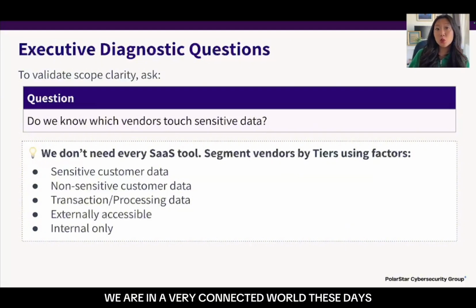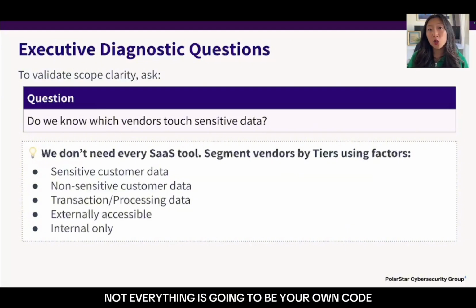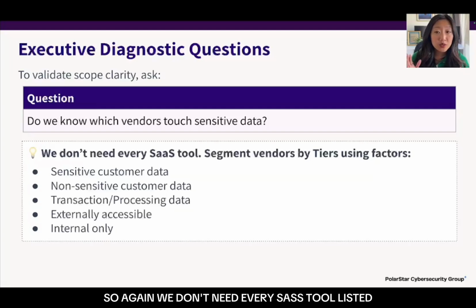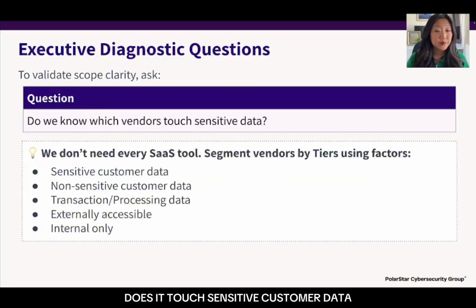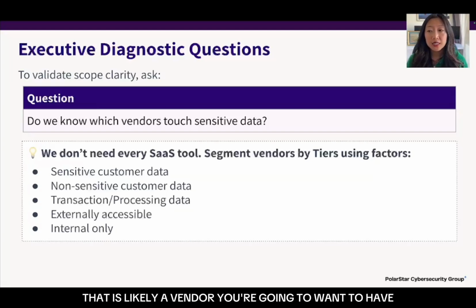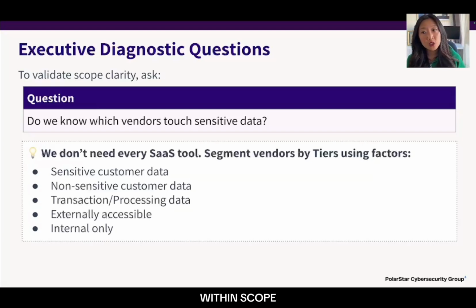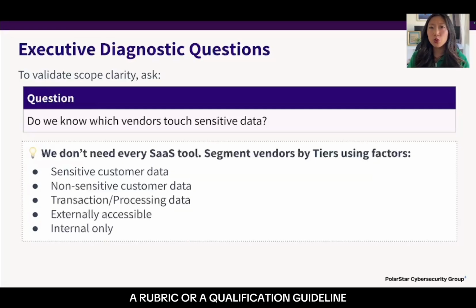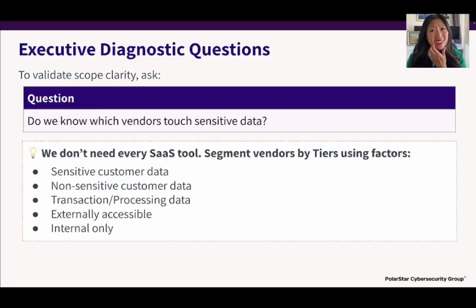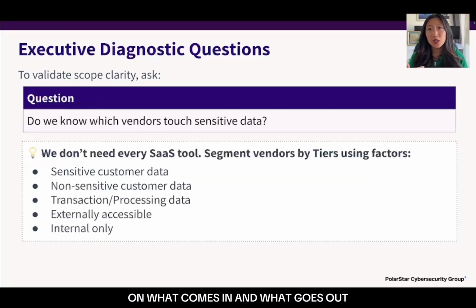And then, of course, do we know which vendors touch sensitive data? We are in a very connected world these days. Not everything is going to be your own code. So again, we don't need every SaaS tool listed. You really just want to segment your vendors by tiers using the following factors. Does it touch sensitive customer data, non-sensitive customer data? Is it transaction processing data? Think of something like a Stripe, right? That is likely a vendor you're going to want to have within scope, but then not necessarily internal only. These are the different factors you just want to mark off, and then have a rubric or a qualification guideline on what comes in and what goes out.